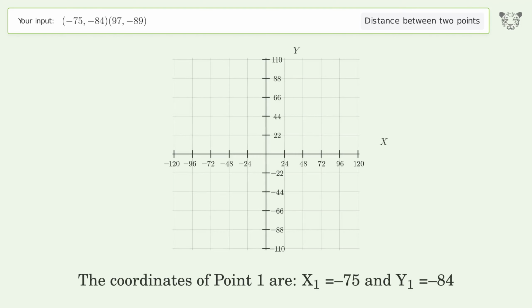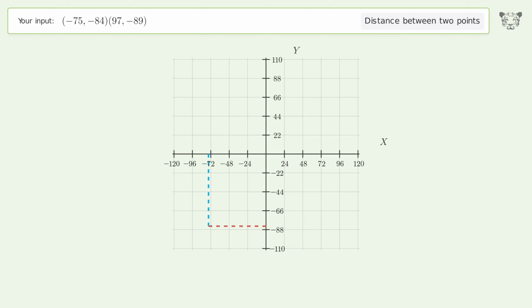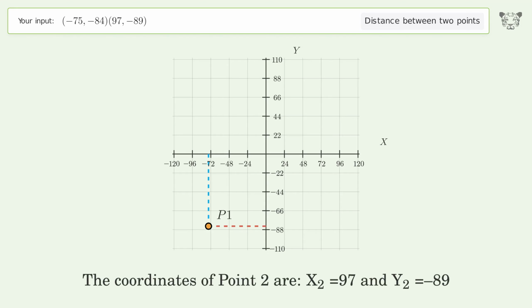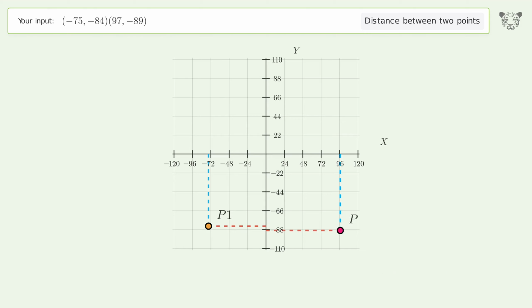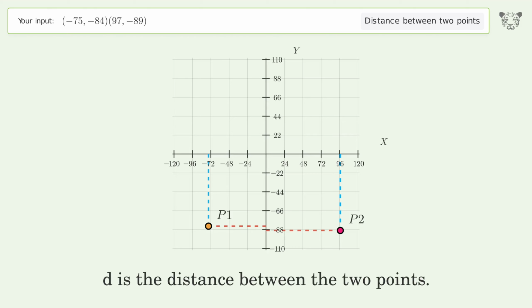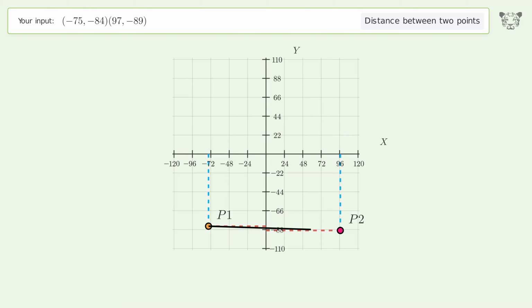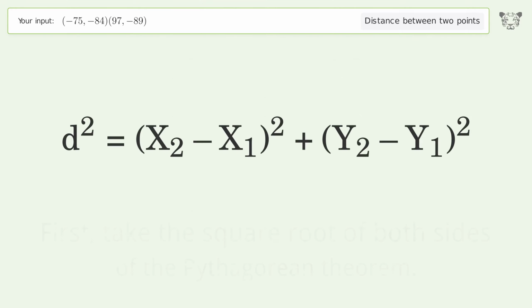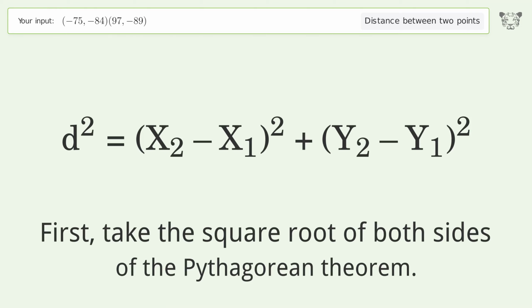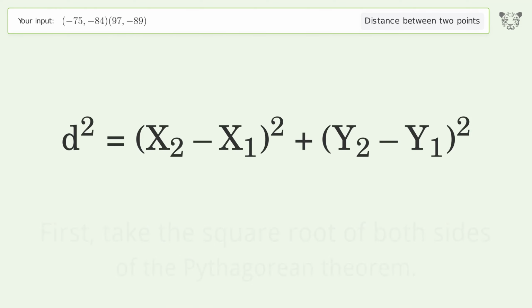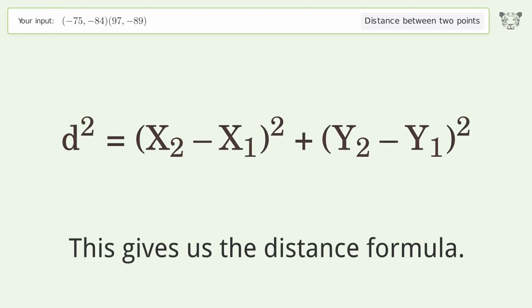The coordinates of point 1 are, x1 equals -75 and y1 equals -84. The coordinates of point 2 are, x2 equals 97 and y2 equals -89. D is the distance between the 2 points. First, take the square root of both sides of the Pythagorean theorem. This gives us the distance formula.